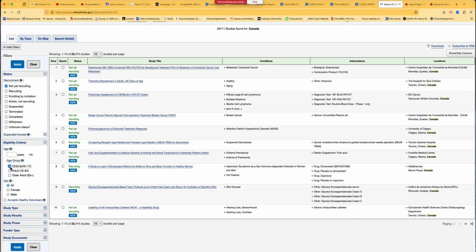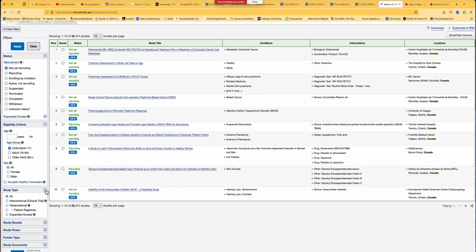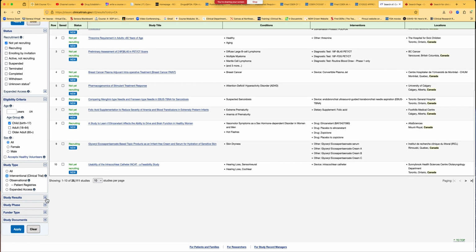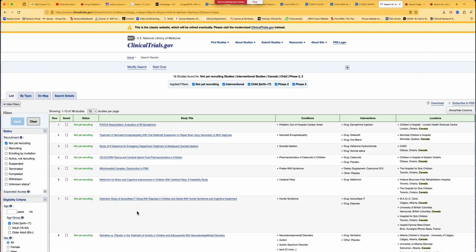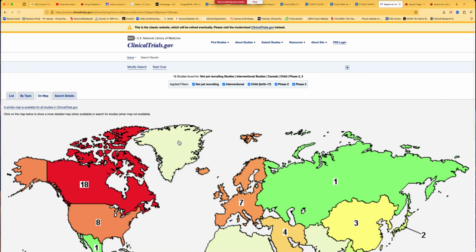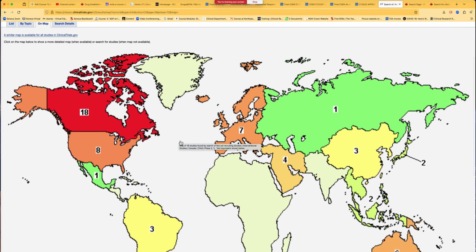Okay, I choose that. I'm making it more selective. Then I want to know how many studies in the world are interventional. Okay. Then how many have results? I don't want to know that. How many of them are in which phase? I want to choose phase 2 and 3, and then I apply. Now on the map, I can see only the studies that I chose. This is competitive intelligence, because I now know how many companies are testing their products in the pediatric population.